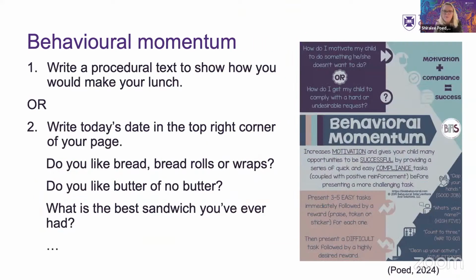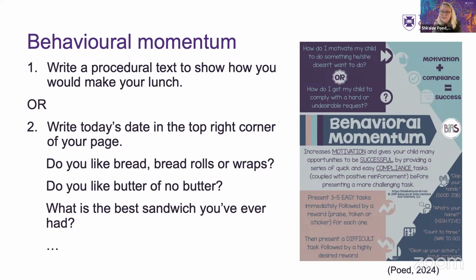So my next technique I want to talk about is behavioural momentum. It's used when students sometimes find it really hard to start. So for example, I might say to my Year 4 students, I want you to write a procedural text to show me how you would make your lunch. And normally if I was writing a procedural text, I would write things like step 1, take out some rice. Step 2, pour over some water. Step 3, and so I would step by step explain how I would make my lunch.